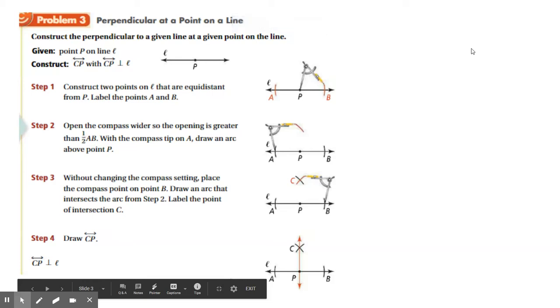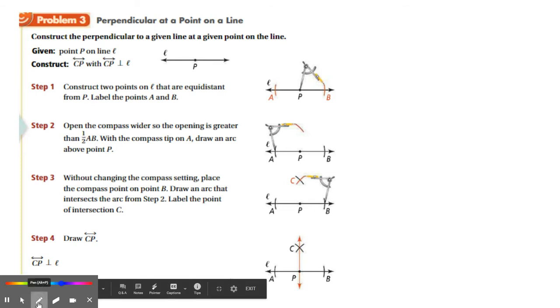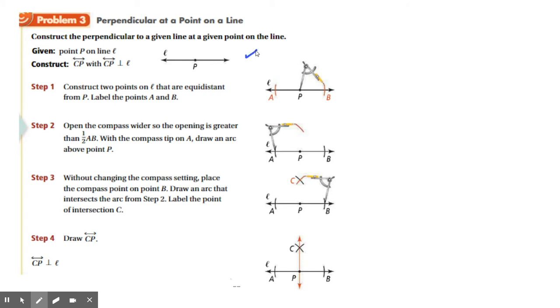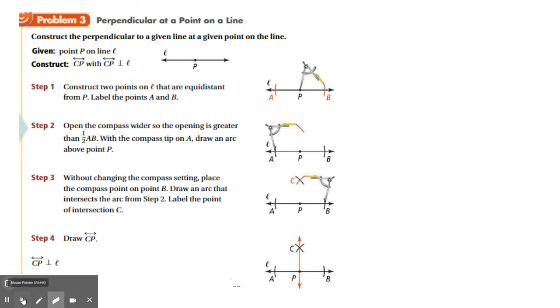All right, continuing on, now we're going to do a perpendicular at a point on a line. If you notice, this is what we're starting with right here: this line L and this point P on L, and you're going to draw a perpendicular going down through P. This is going to be very similar to a perpendicular bisector construction that you did in section 1.6. So we use the construction from section 1.6 for the parallel lines, and we're going to use a construction from 1.6 to do the two perpendicular lines. All right, so here's what we're going to do.